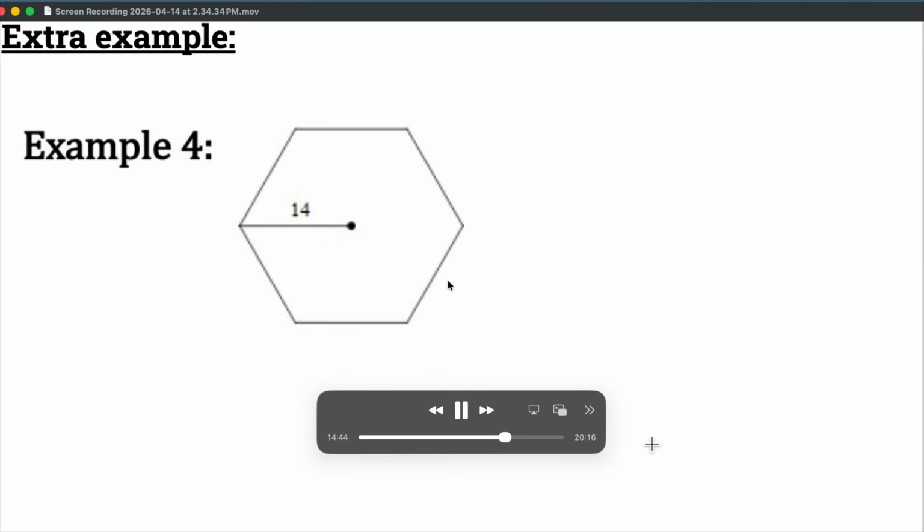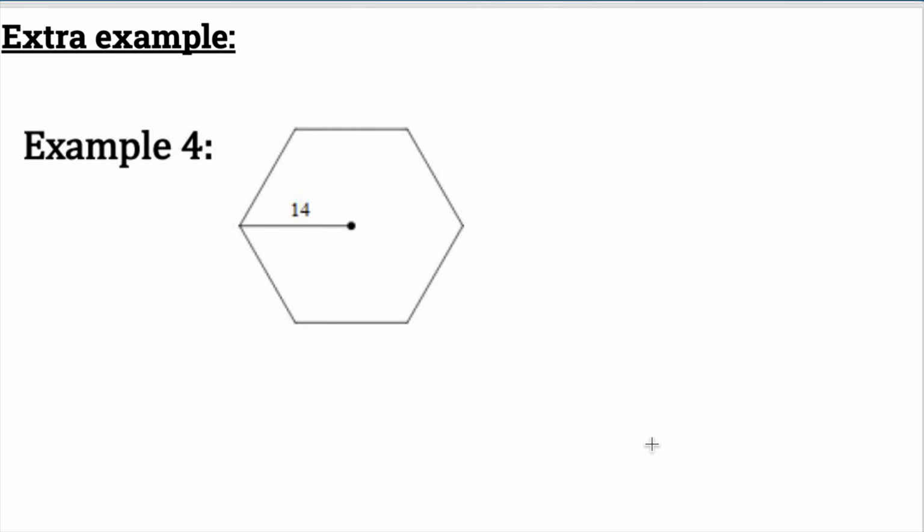Extra example here, I threw this in, this wasn't originally in your notes, but still a good one to try. Now we're given the radius, so how can I use the radius to find the area? Still want to start the same way. 360 divided by 6 is 60 degrees. Cutting in half, I'm going to get 30.